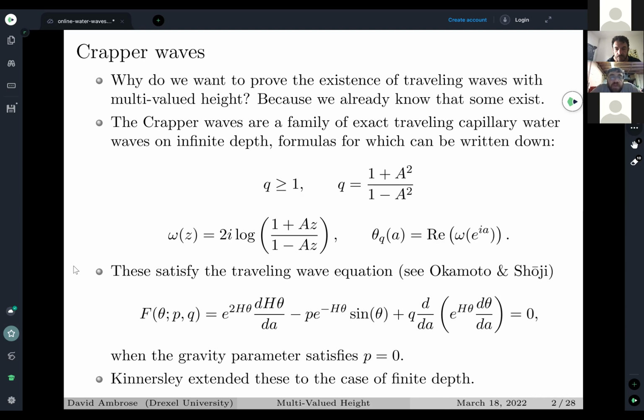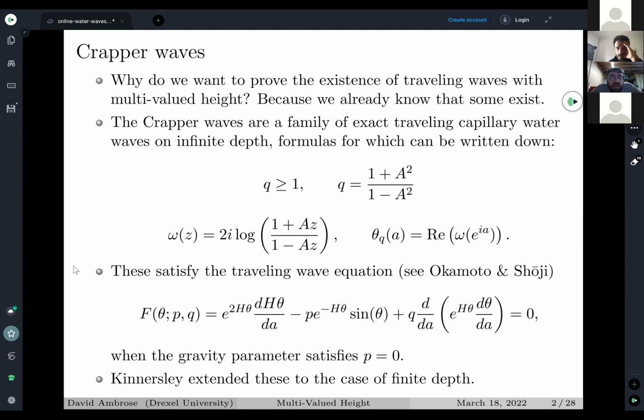So these Crapper waves satisfy this traveling wave equation when the gravity parameter satisfies P equals 0. So these are pure capillary waves. Q is a surface tension parameter, P is a gravity parameter. This family of waves for Q greater than or equal to 1 satisfies this equation when P is 0.